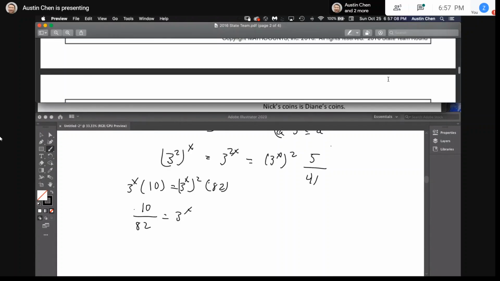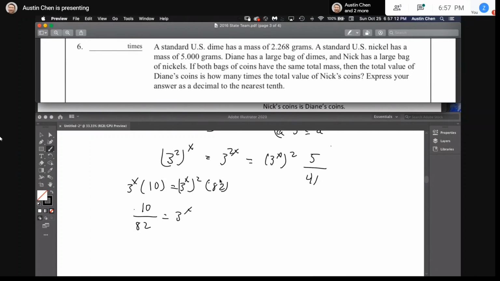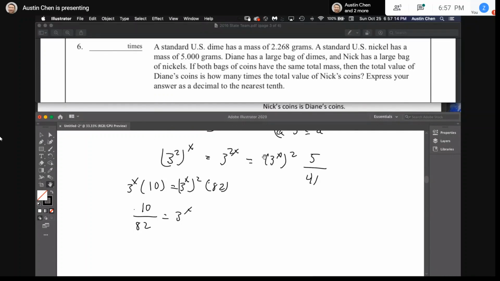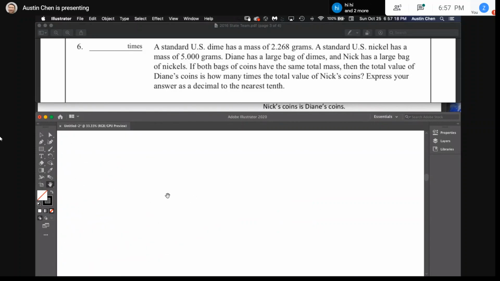All right. Number 6, a standard US dime has a mass of 2.268 grams. A standard US nickel has a mass of 5 grams. Diane has a large bag of dimes and Nick has a large bag of nickels. If both bags of coins have the same total mass, then the total value of Diane's coins is how many times the total value of Nick's coins. Express your answer as a decimal to the nearest tenth.